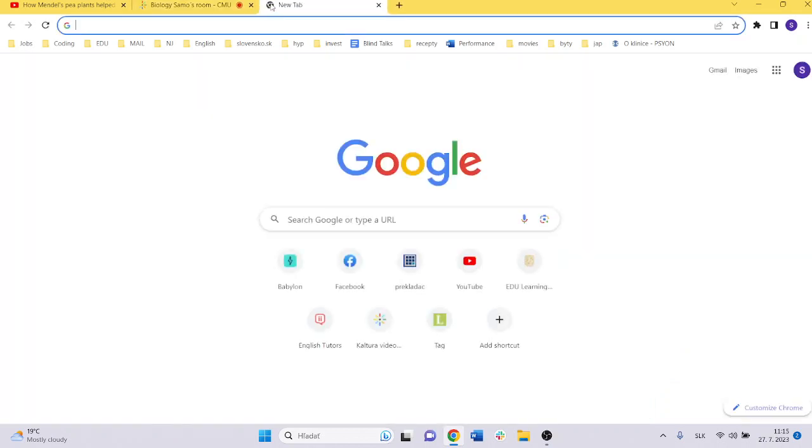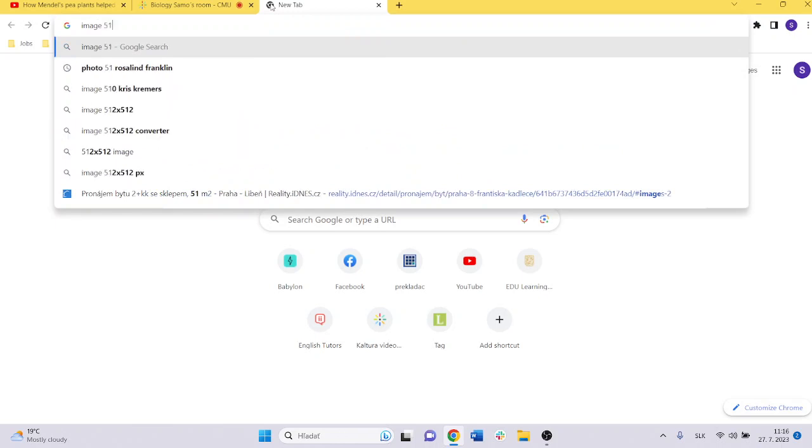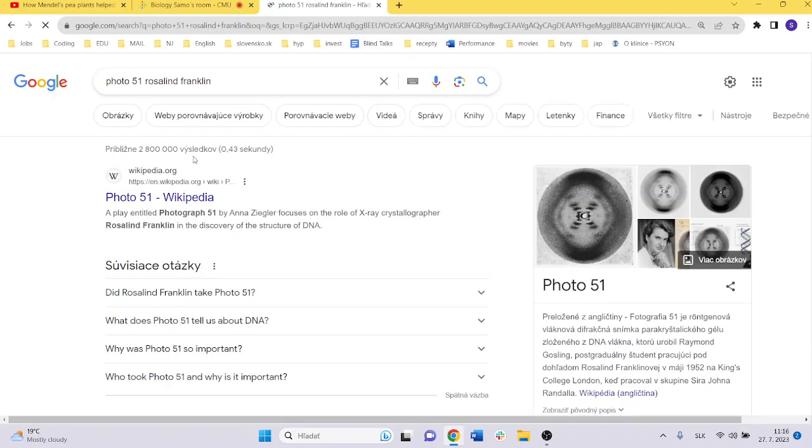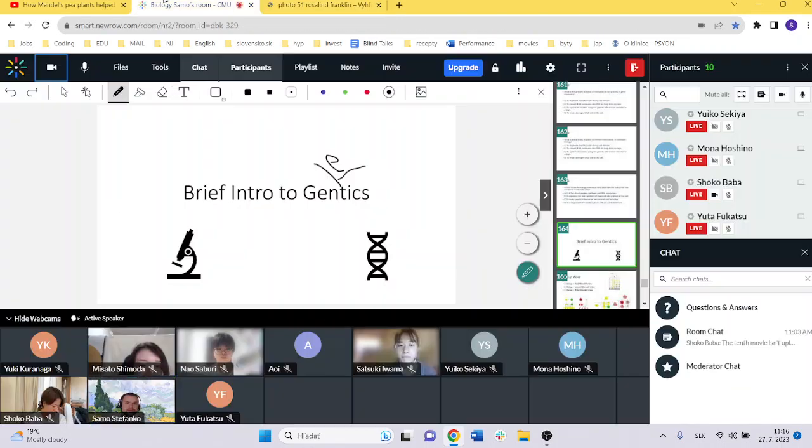Let me show you the picture. In 1953, she captured the famous image 51. This is it. Let me show you. This is the picture and this is the scientist.